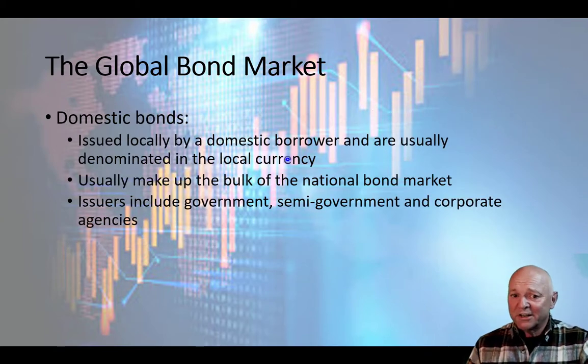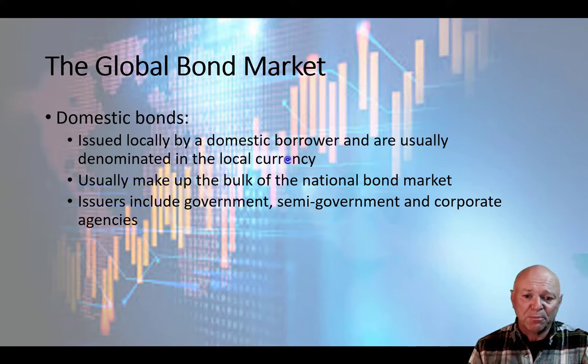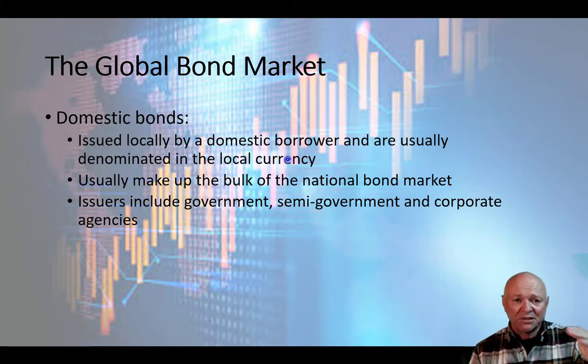Looking at these one at a time, essentially a domestic bond is one issued locally by a domestic borrower and denominated in local currency. That's typically the bulk of national bond markets, and the largest issuers are typically governments at every level. Federal governments, state or provincial governments, municipal governments.